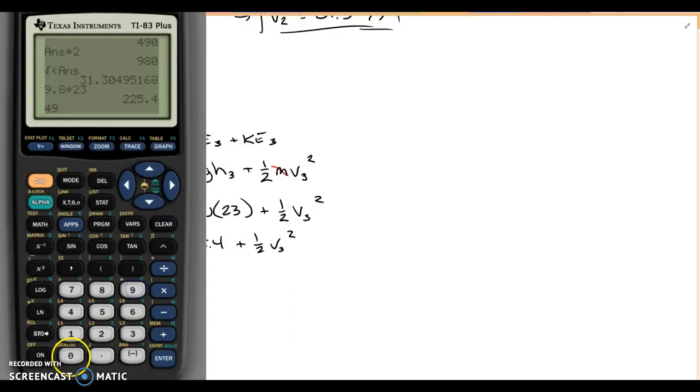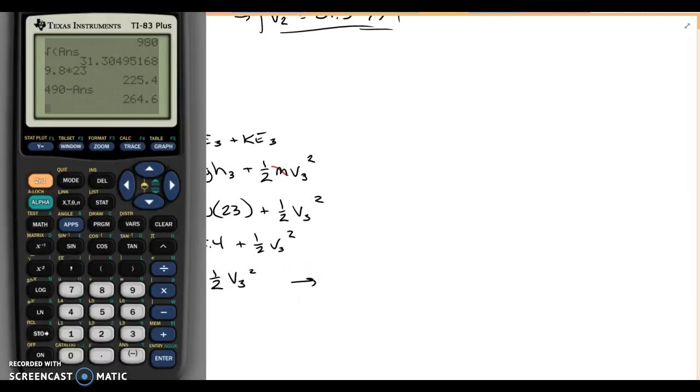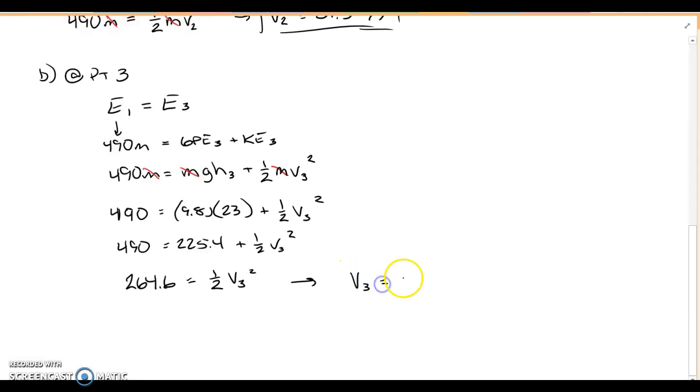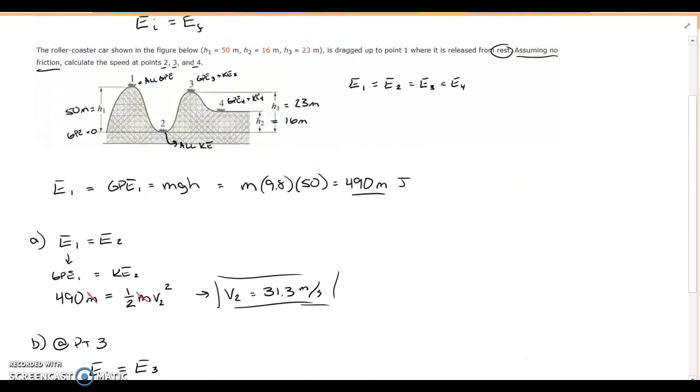I can subtract to isolate the v3 squared part. So I've got 490 minus 225.4, and I get 264.6 on the left side. And that equals 1/2 v3 squared. And I'm going to multiply that by 2 to isolate v3, and then take the square root. And I get an answer of 23 meters per second is the velocity at point 3. Which again, we expected it to be less than at point 2 because some of our energy at point 3 is in gravitational potential energy.